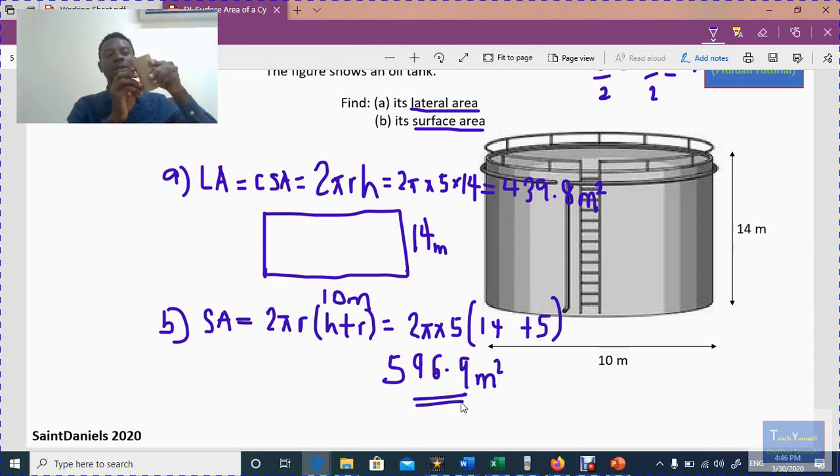That is the addition of the area of the first circle, the area of the second circle, and the area of the curved part. Please solve more examples for better understanding.